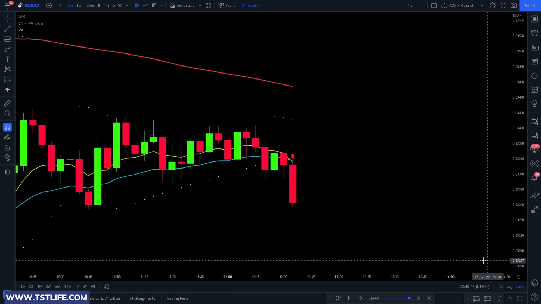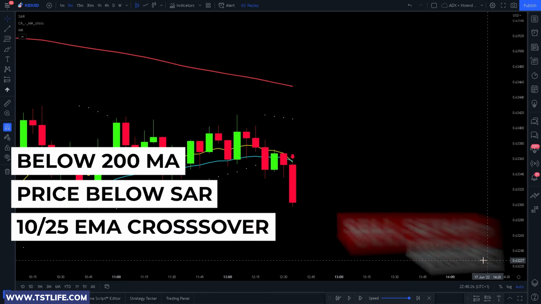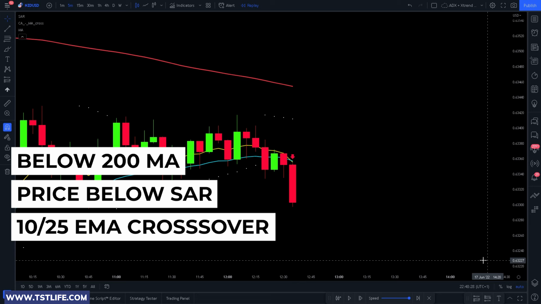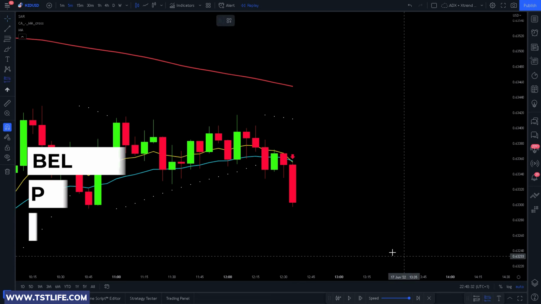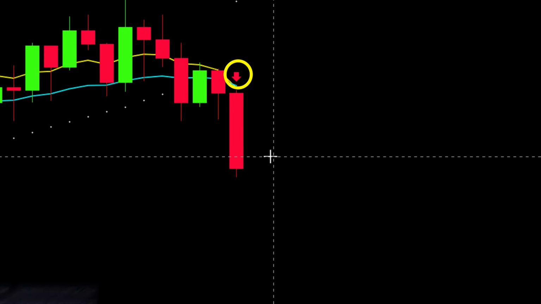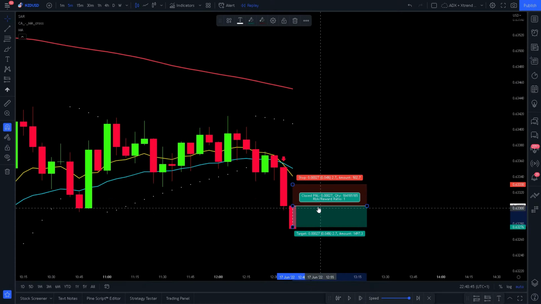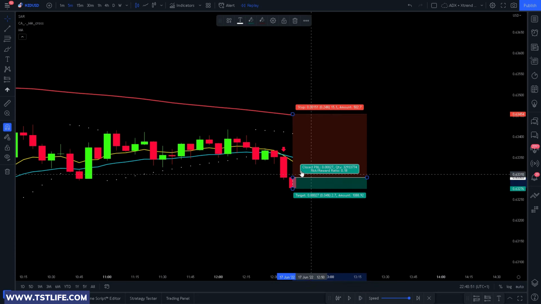Before we begin backtesting, let's look at a sell real market example. We need 3 conditions to enter the market. The price has to be below the 200 moving average as well as the Parabolic SAR line. We go short as soon as the 10-period EMA crosses below the 25 EMA line. The indicator would print a sell signal on the chart. All the conditions are met here, so we go immediately short and aim for a 1 to 1.3 risk-to-reward ratio.